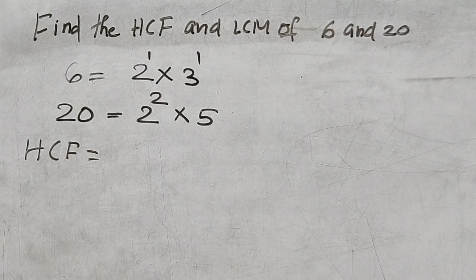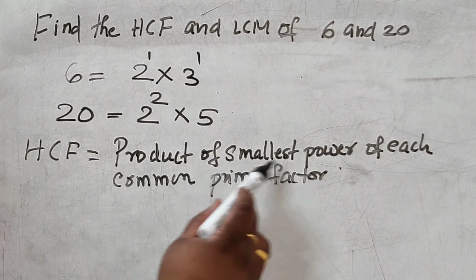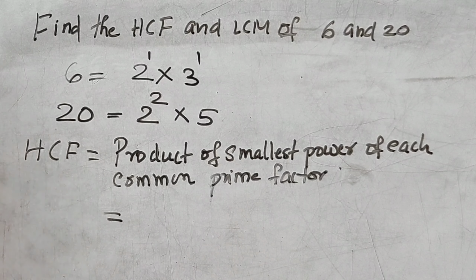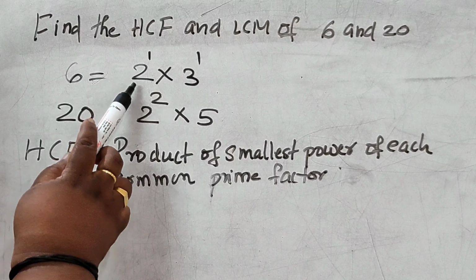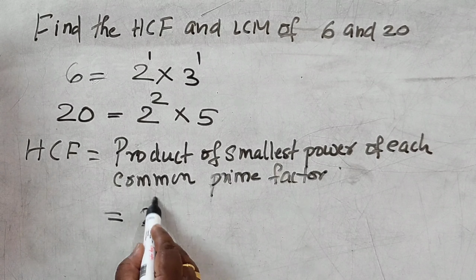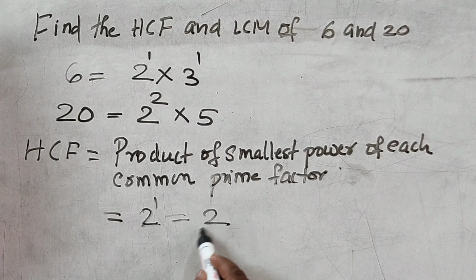What is HCF? HCF is the product of the smallest power of each common prime factor in the numbers. Which are the common factors here? The only common factor in this question is 2. And for 2 we have two different powers, 2 raised to 1 and 2 raised to 2. We have to take the smallest power, that is 2 raised to 1. Since only one common factor is there, that alone will be the HCF. If one more factor was there, then we would have to multiply with that. So here our HCF is 2.